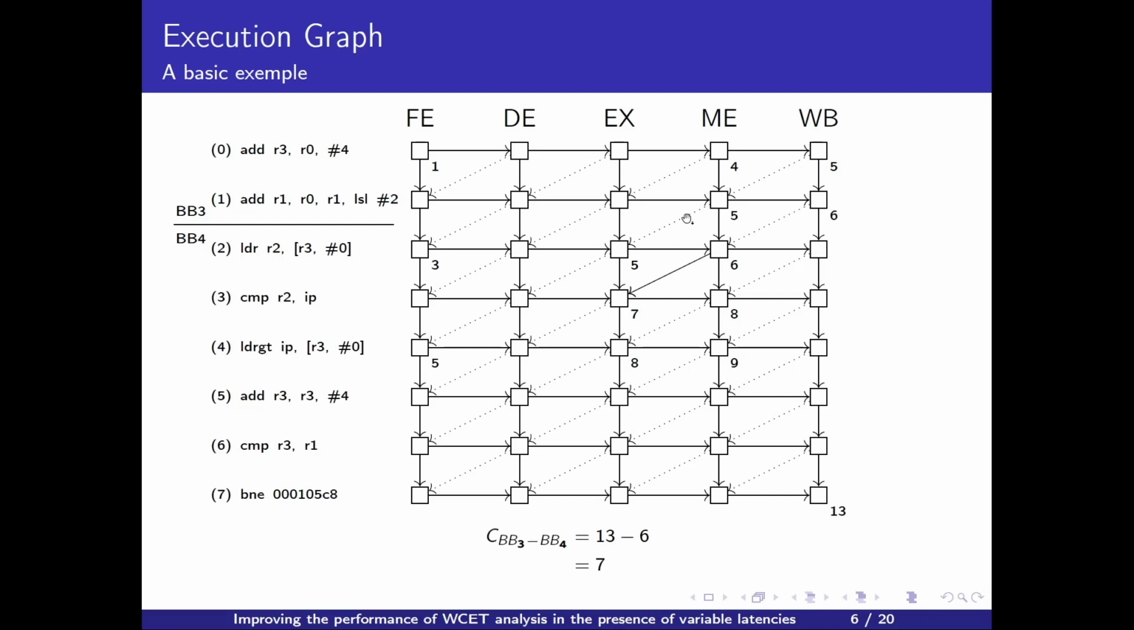6. We also take the latest time of predecessor. For example, the stage execute of instruction 3 takes the maximum between 5 and 6, which is 6, and plus its own latency, we have 7 here. By doing so, we find the total execution time of BB3, BB4 will be 13. Now, to obtain the execution time of BB4, we simply do 13 minus 6, which is the execution time of BB3, and we have 7, the execution time of BB4.